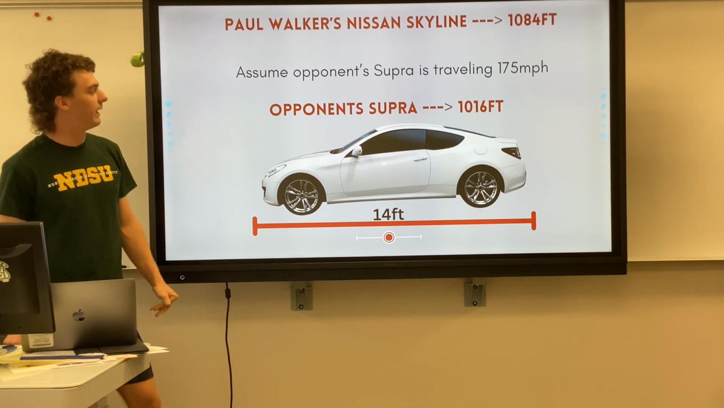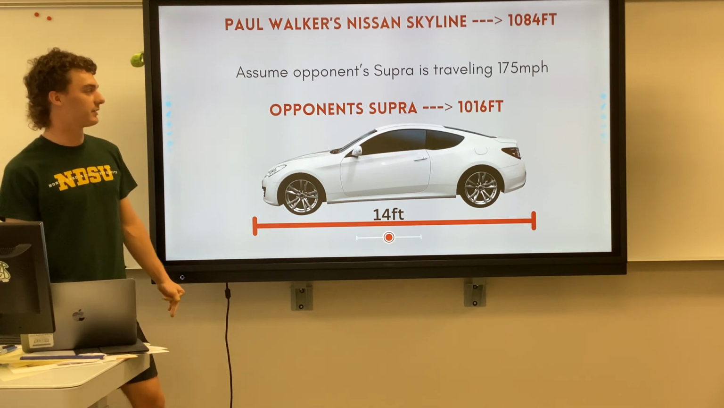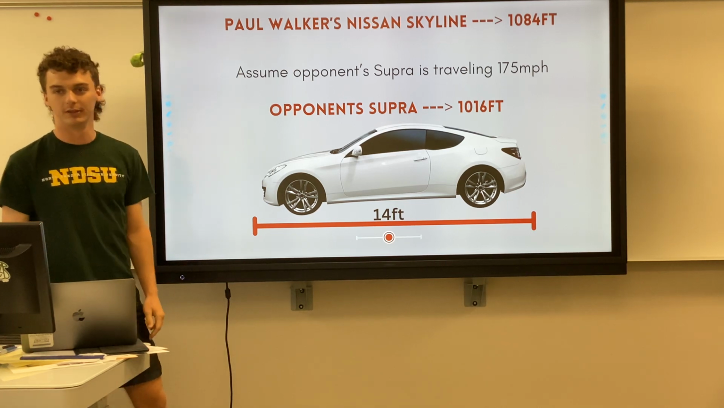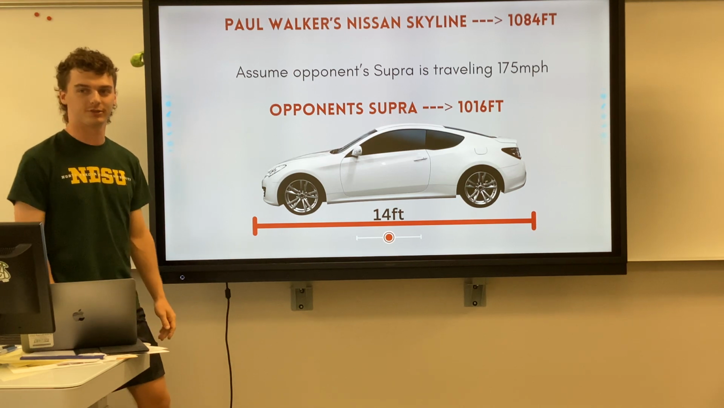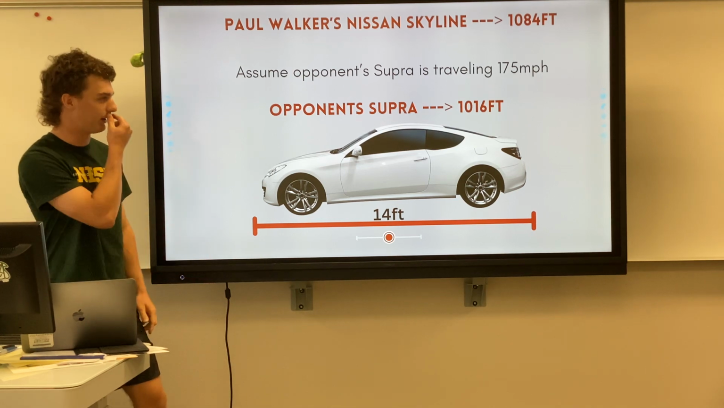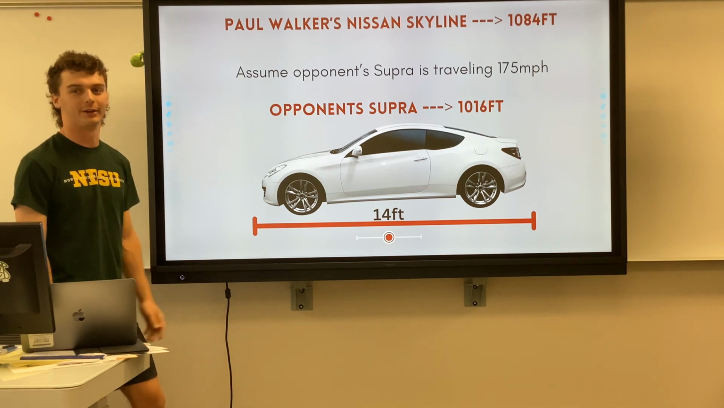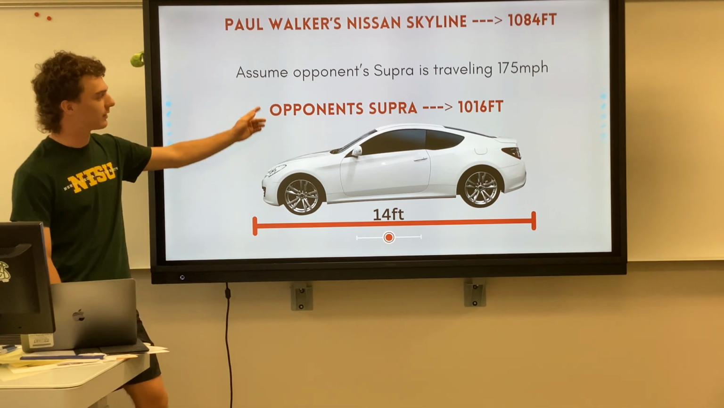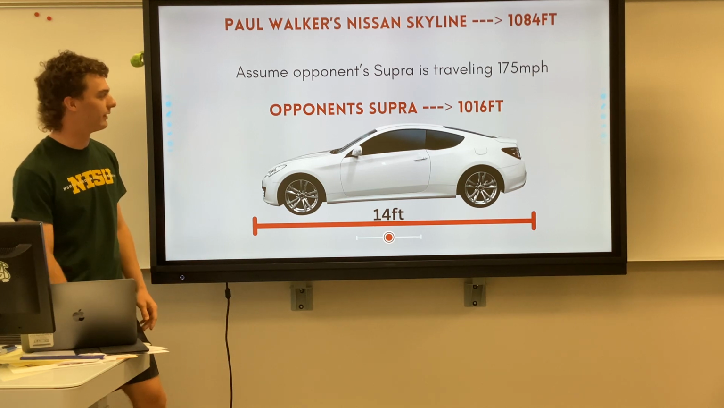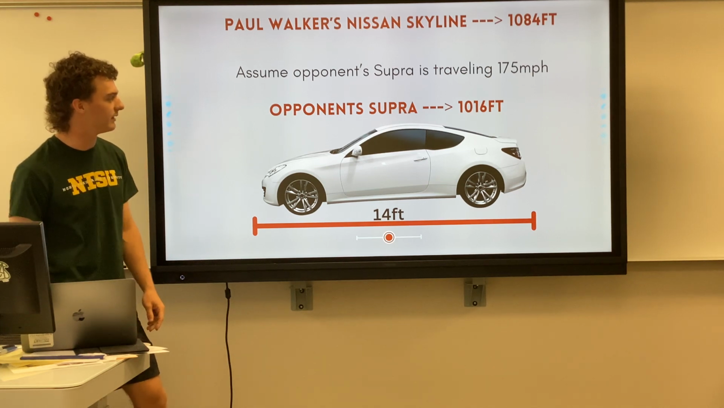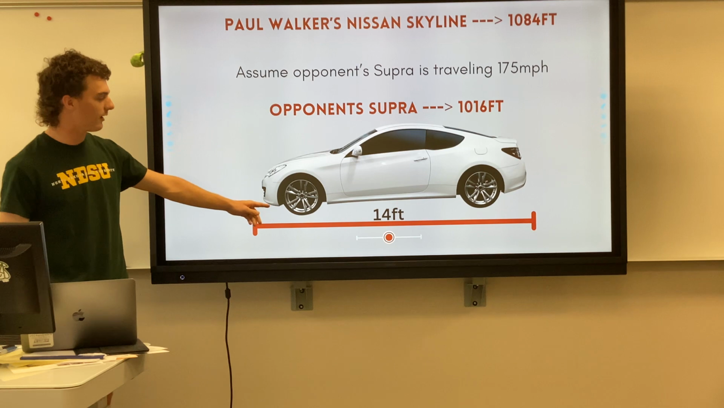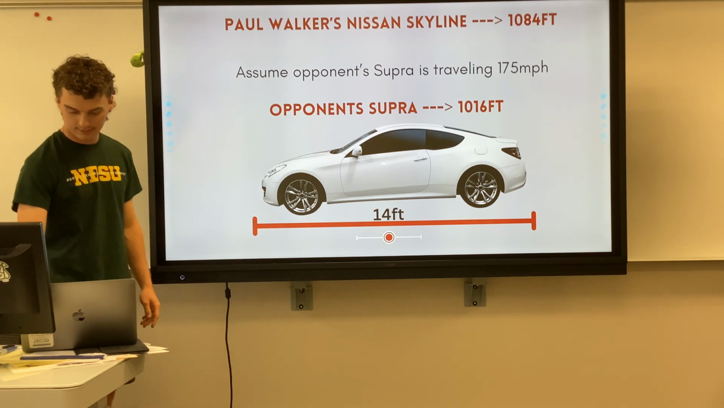If we assume that his opponent is traveling around 175 miles per hour at takeoff, so around 7 miles an hour less, which there's no way to check because it doesn't show in the clip, but it seems like he's not gaining on him very fast. If he was traveling that speed, I did the same math and found that he would travel 1,016 feet. And then the average car is around 14 feet long.